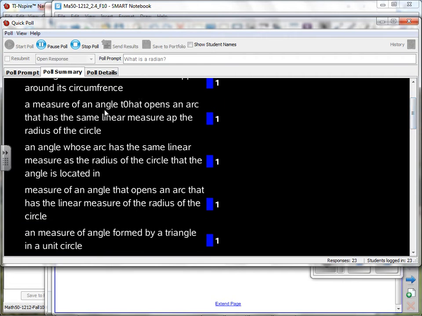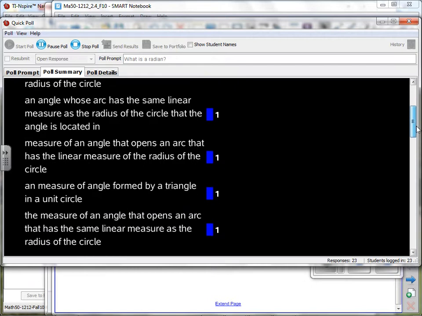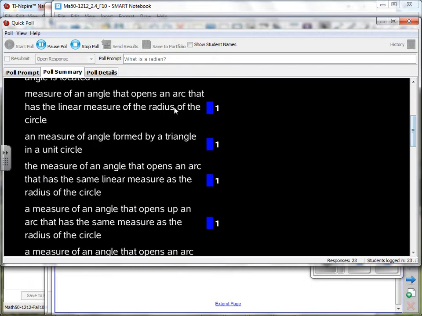The measure of an angle that opens an arc, okay, so now we're talking about the arc, and we're assuming that they mean the arc has the same linear measure as the radius of the circle. That, I would say, is very complete. We talk about it being the measure of an angle, that it's the arc that has the same linear measure as the radius. Okay, so that one's very good. An angle whose arc has the same linear measure as the radius of the angle, very good. A measure of an angle that opens an arc that has the same linear measure, very good.